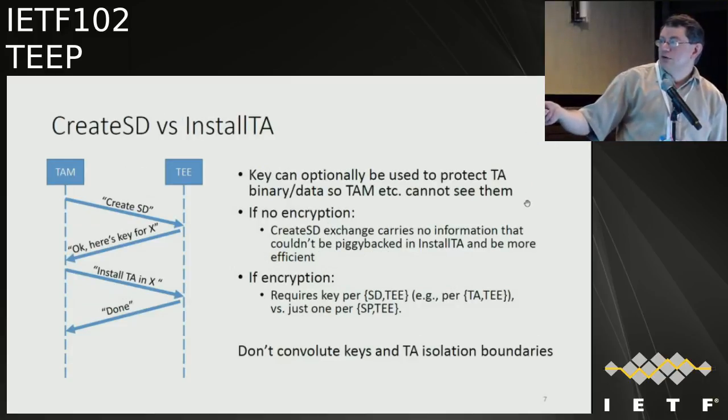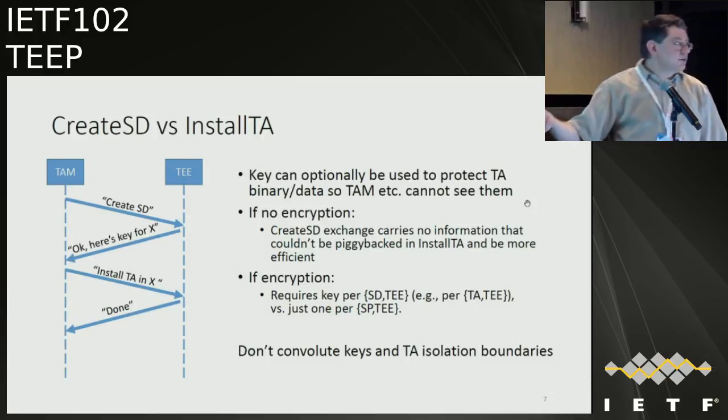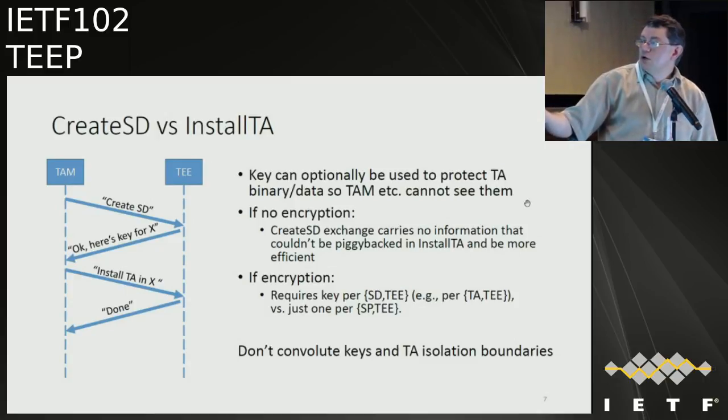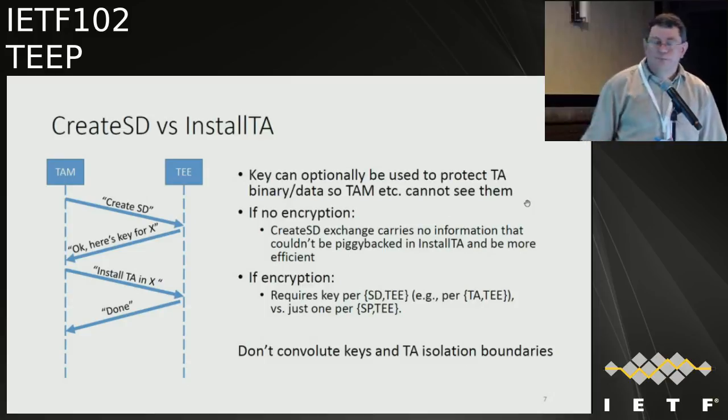So here's what the exchange says right now. The TAM says, creating a security domain, and it comes back and says, okay, here's a key that you can use for subsequent operations. And then the TAM says, okay, I'd like to install this TA in the security domain. Here's the key that I have for this thing. And it says, okay, done. So there are these two steps here.